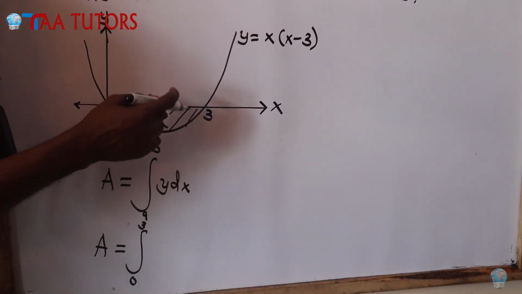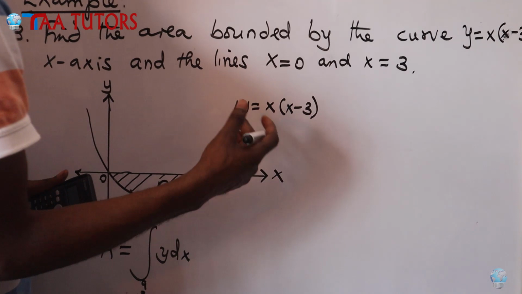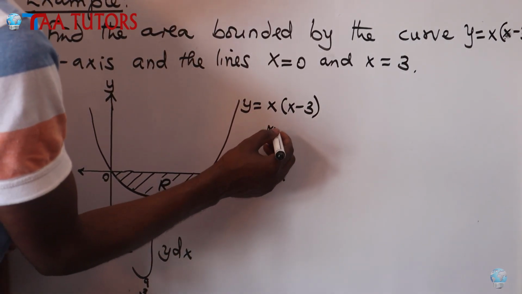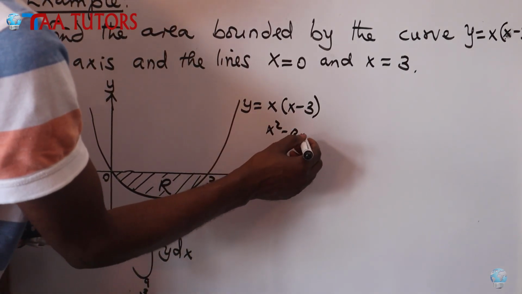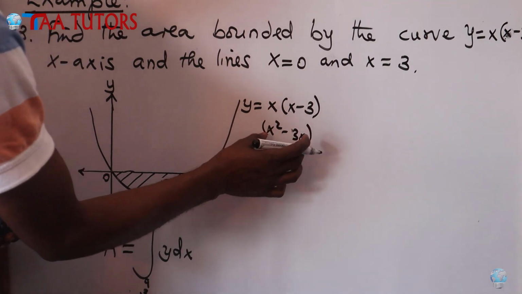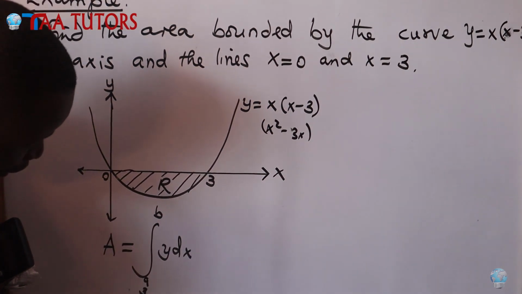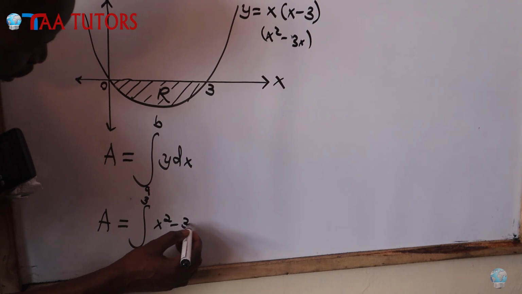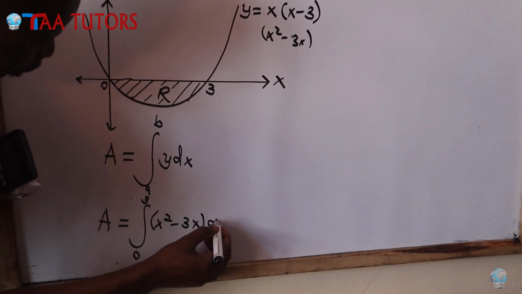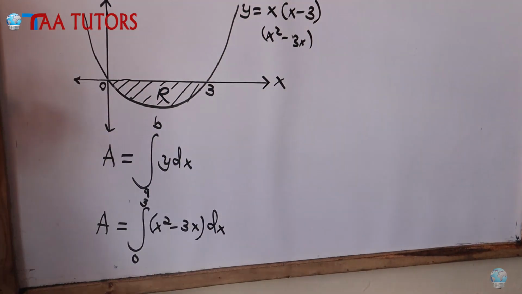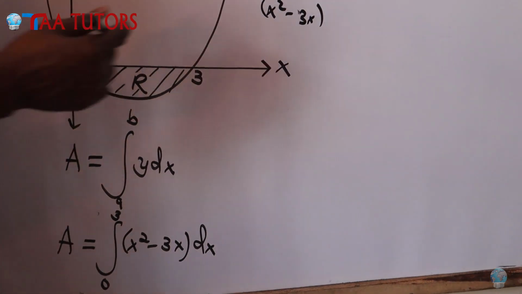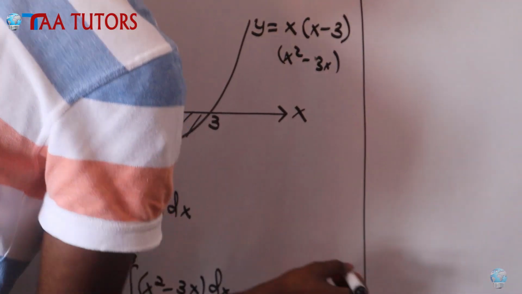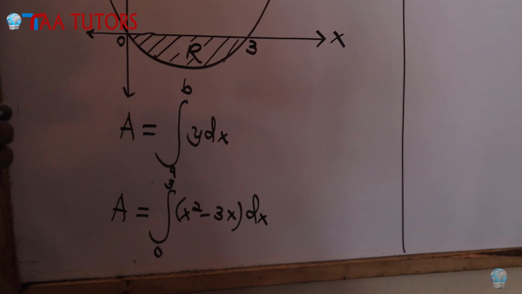And the curve is this way, but I want to expand it. This curve can also be x squared minus 3x. So I can also just write this one down here by saying this is x squared minus 3x. We have to integrate that with respect to x. So once we have that, the next thing we need to do is to actually integrate.